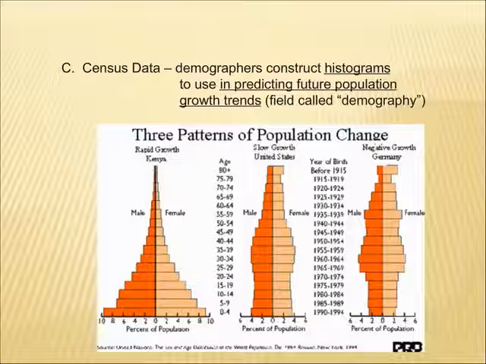So when you have a histogram where there is a narrower base than there is a middle, that indicates a shrinking population, a decreasing population.